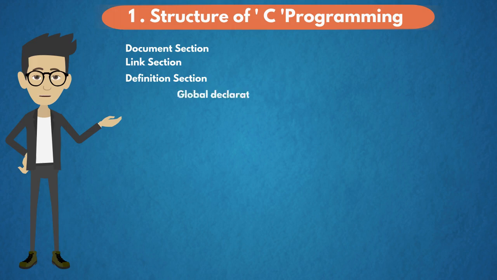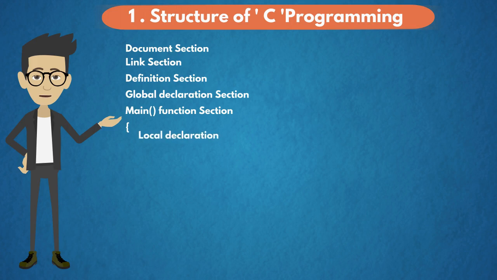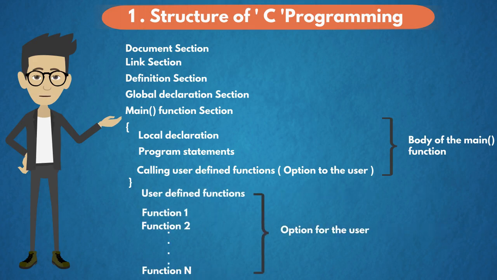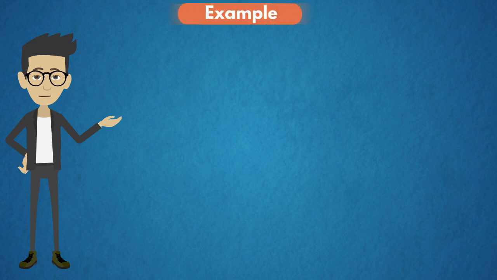And the fourth one, global declaration section, which includes global variables that are initialized per the system when you define them. And the fifth one, main function section, where the compiler starts executing the C program. It includes local declaration of the variables, program statements, and calling user-defined functions, which is optional to the user. These are known as the body of the main function. And the sixth one, user-defined function. It includes options for the user to define n number of functions. Let us take an example for the structure of C programming.